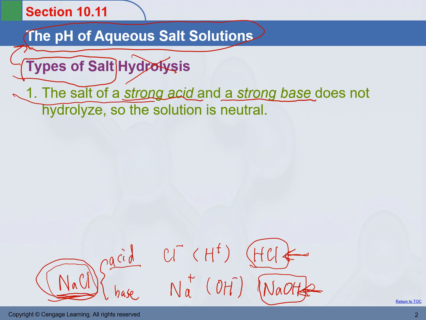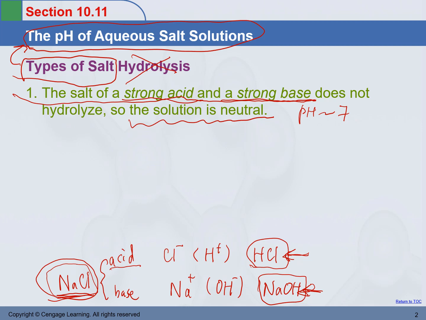Category number 1. If the salt is from a strong acid and a strong base, the solution will be neutral. The pH will be around 7. If you dissolve this kind of salt, a salt from a strong acid and strong base, the solution will be neutral. The pH will be around 7.